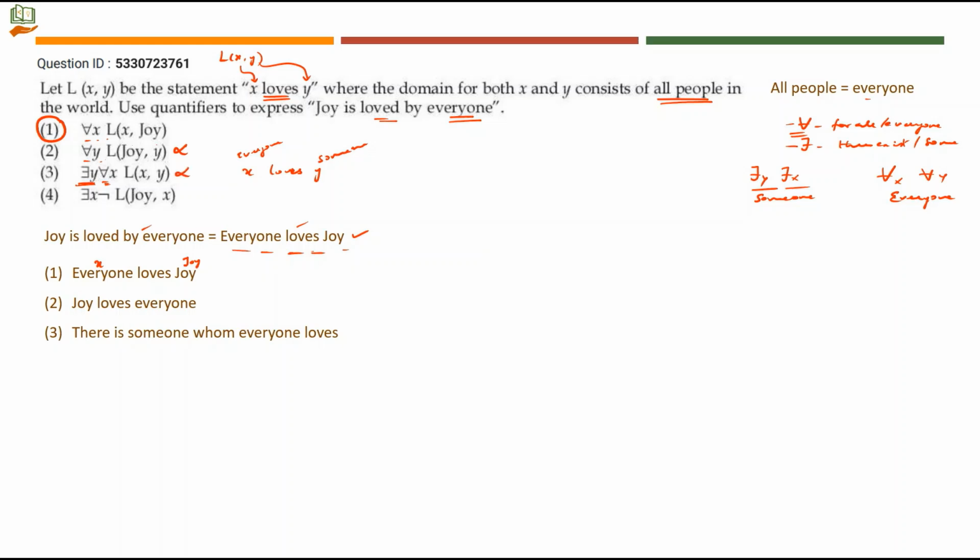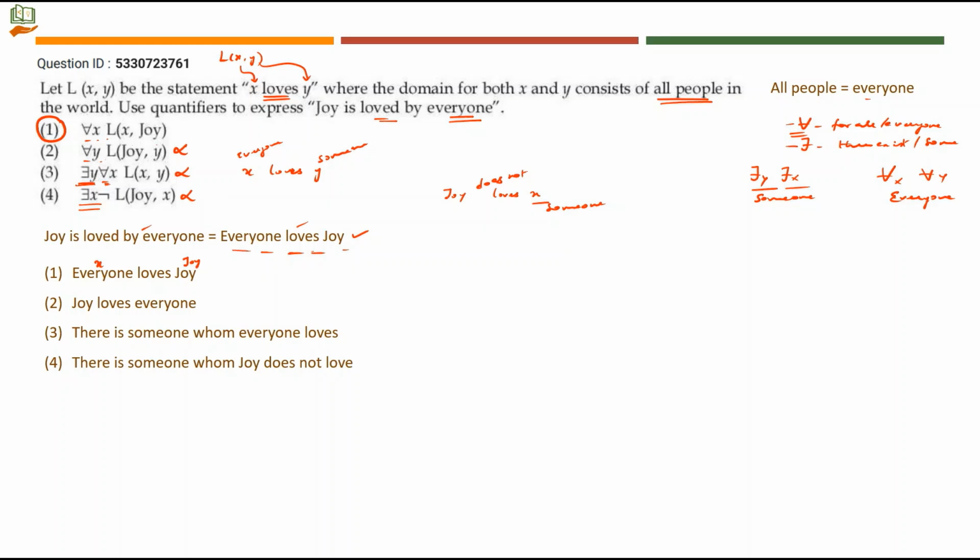Now what about the fourth one? They have given negation of joy comma x. So joy is there, x is there, loves is there. When they say negation, it means joy does not love. And what about the existential quantifier here? Instead of everyone, we have to substitute someone here. Joy does not love someone. This is the exact statement. In a proper way, we can say there is someone whom joy does not love. But here they have told joy is loved by everyone. So we are ruling out 4.